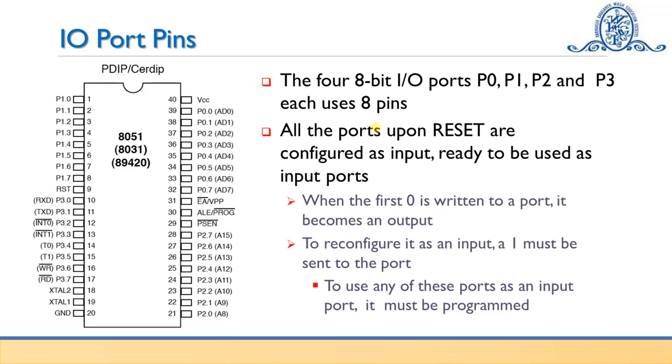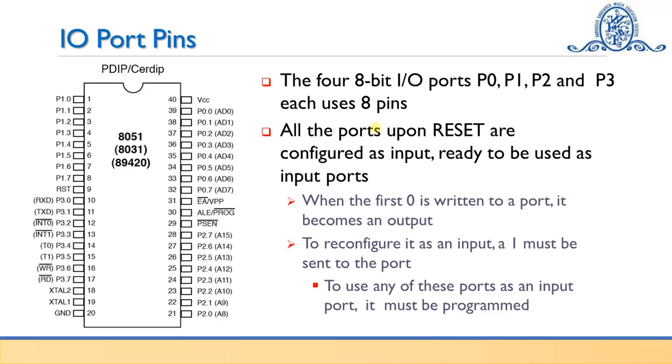When a 0 is written on the port, it becomes an output. To make it an output port, you have to write a 0 on a particular pin so that pin will act as an output pin. Otherwise, once it is reset, all the IO pins act as input pins. Now to reconfigure it as an input, a 1 must be sent to the port. So if you write 1 to that port, it will be the input port. If you write 0, it will be the output port.